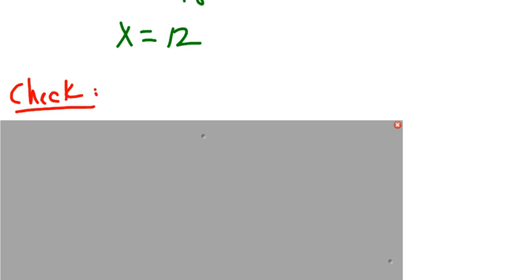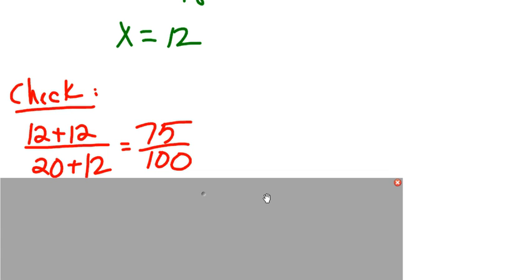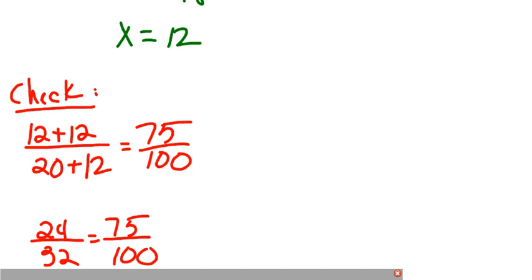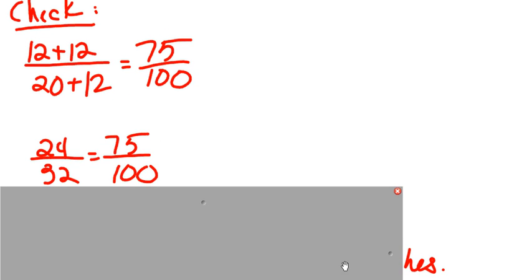Again, we want to check and make sure, does this make sense for our scenario? So we're going to substitute 12 back into our original equation and see what happens. Simplifying according to our order of operations, on the left-hand side we have 24/32 equals 75/100. Can we simplify each side? We already know that 75/100 is 3/4.